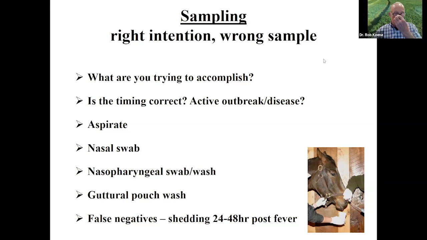And we're going to talk a lot about the guttural pouch washes. I had an epiphany about 20 years ago, and I'll show you the slides that gave me my epiphany. When we're talking about trying to eliminate this organism from endemic premises, it's truly all about the guttural pouch. And it's a bugger if you don't have a suck scope. But that is what we need to focus on if we want to eliminate this organism from the population. So the big thing to remember on sampling is your timing is very important.